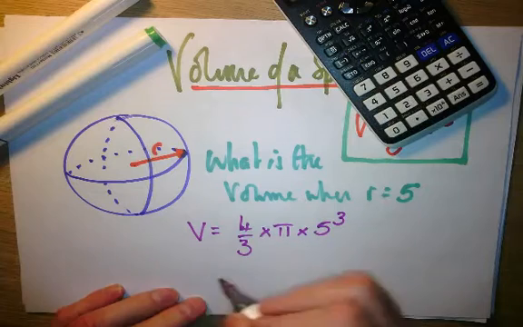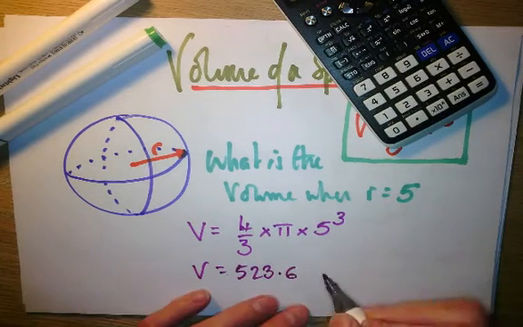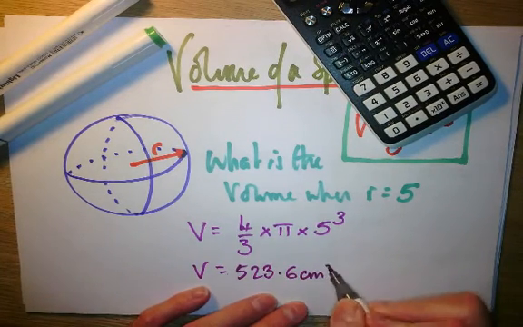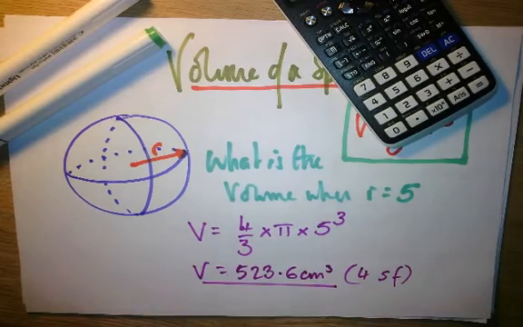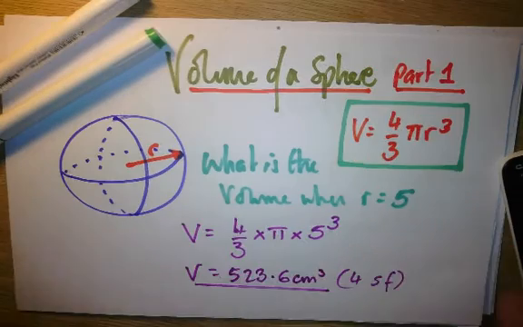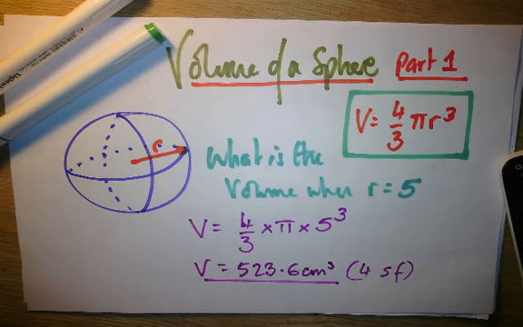523.6. I write it to 4 sig fig. 523.6. Let's say this was centimeters cubed to 4 sig fig. And so that's how you work out the volume, part 1, of a sphere.